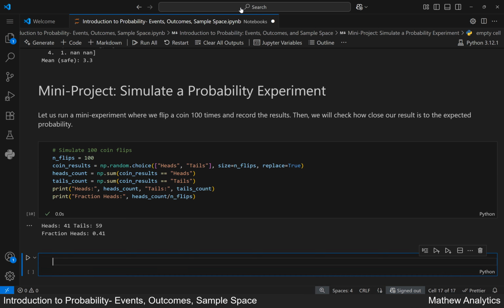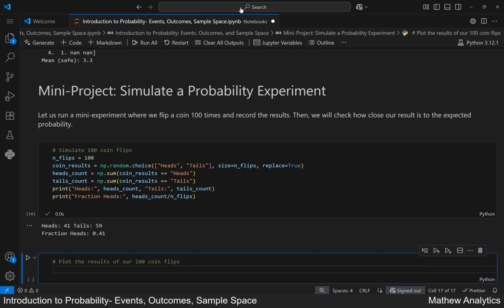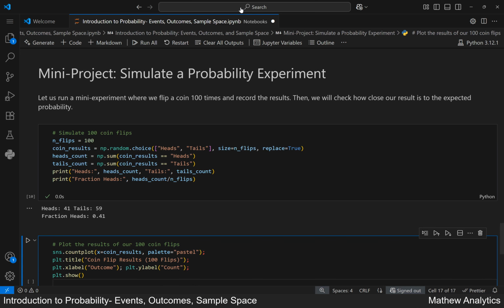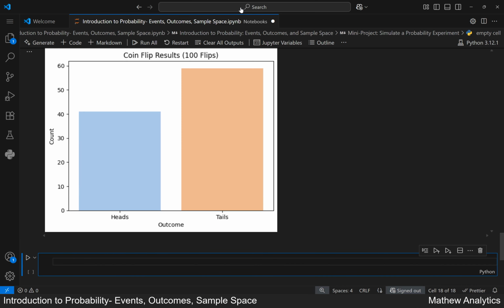Let us see a chart that shows how many times each outcome happens. We make a bar chart of our flip results. The title tells us how many flips we did. The X label names our outcomes. The Y label tells us how many times each came up. Now we show the chart. Running the cell now. Does the chart look balanced between heads and tails? Try running a few more times.